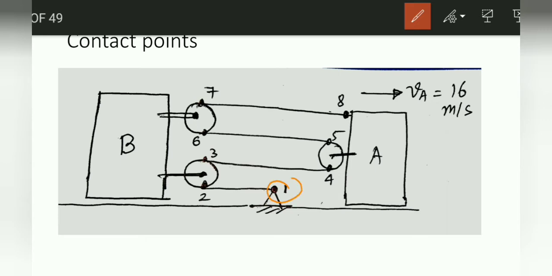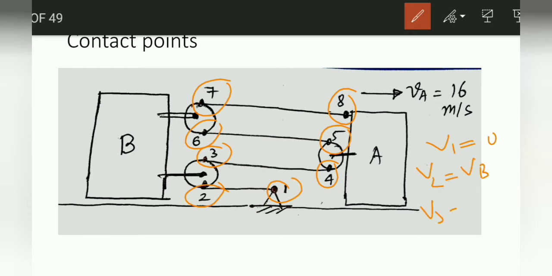This is 1, 2, 3, 4, 5, 6, 7 and 8. We have all the contact points. Now, can we tell the velocity of 1? This V1 is 0. What is the velocity of V2? V2 is the velocity of B only, but we don't know it. So we can say V2 is equal to VB, V3 is equal to VB. We don't know the direction, so we'll just write VB.